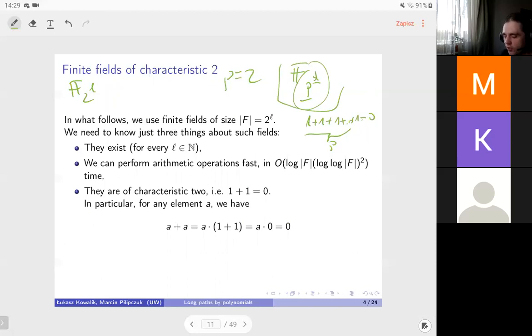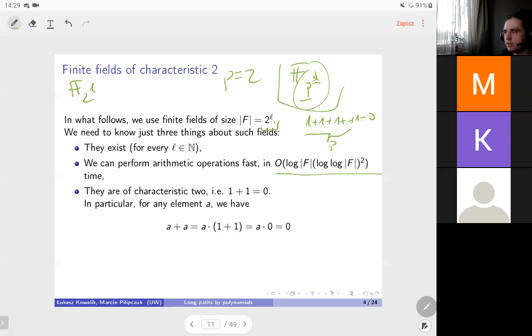At this moment, if you are not happy with algebraic things, if you're a bit afraid of deeper algebra, you can just imagine this as a black box. This is actually a field that consists of 2 to the L elements. The L is as you choose. For L equal 1, you get this F2, but for larger L you can do it.